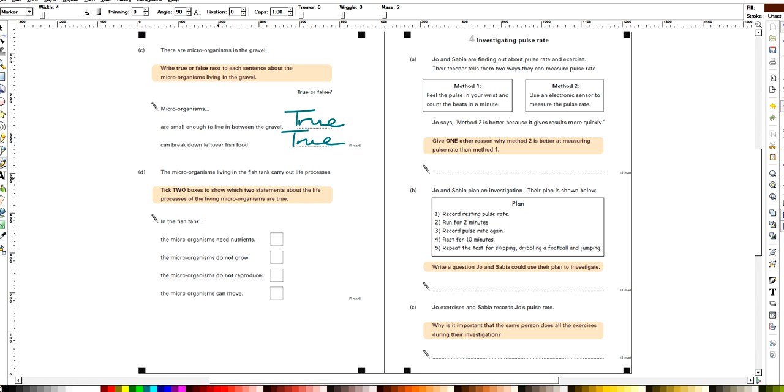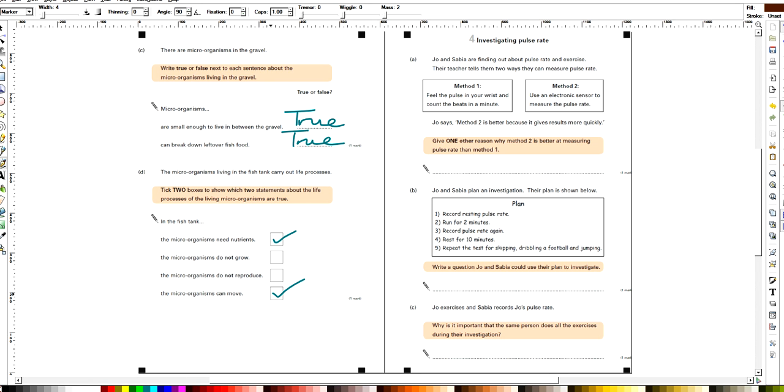The microorganisms living in the fish tank carry out life processes. Tick 2 boxes to show which 2 statements about the life processes of the living organisms are true. So the microorganisms need nutrients. Is that true? Yes. The microorganisms do not grow. That's false. The microorganisms do not reproduce. That's false because they do. So the microorganisms can move. Obvious. All living organisms can move. Lovely. Everything living. Okay.